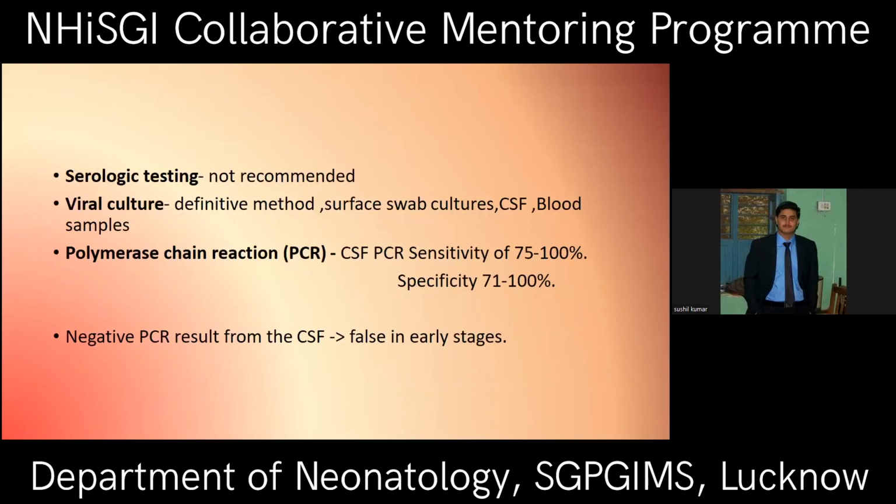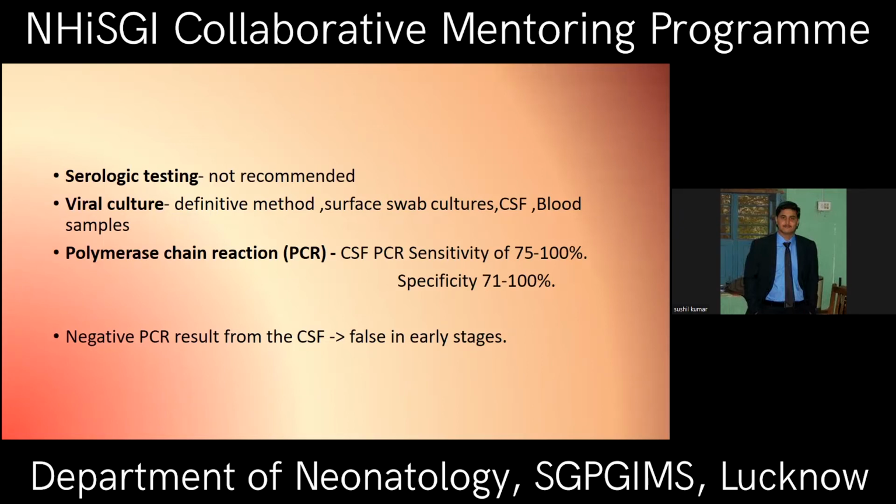The testing for the particular virus per se includes three options, that is serological evaluation, viral culture, and polymerase chain reaction. Serological testing is not recommended since transplacentally acquired maternal antibodies can give false positive results. Viral culture is the definitive method. Surface swab cultures, CSF, and blood samples should be sent for viral cultures.